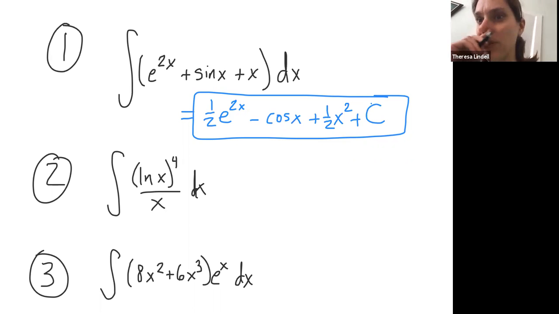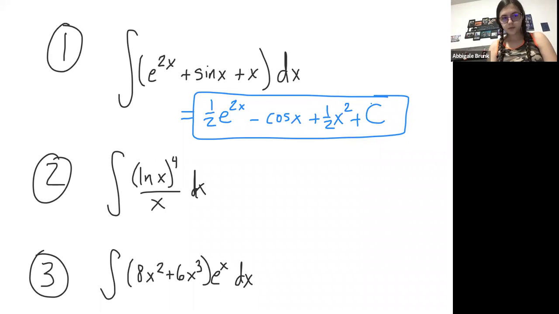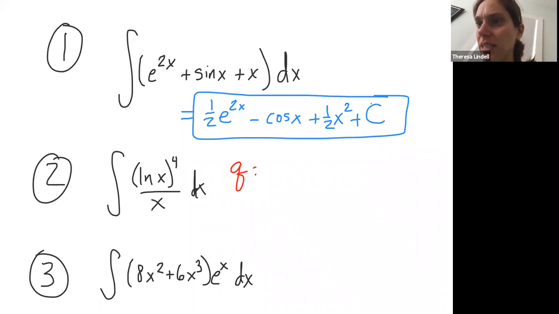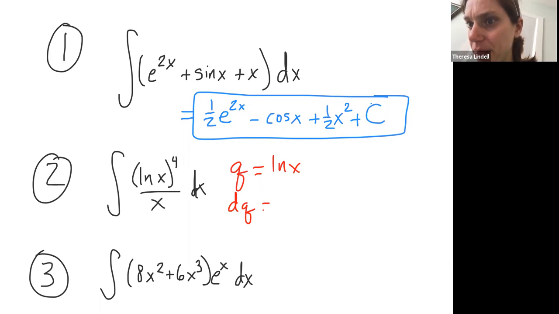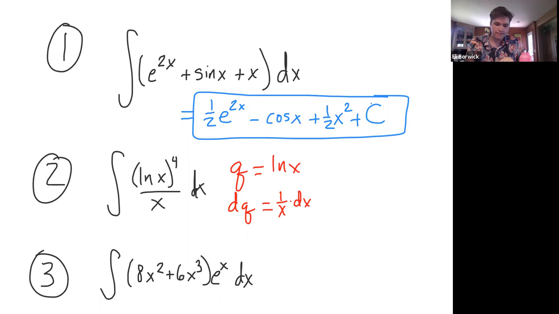What do you guys think about number 2? Can we just go backwards? Is it a Q problem or is it a UDV problem? A Q. Totally Q, because there's something on the inside, right? Wouldn't you guys use Q as ln x? Nice. So then dq is what? 1/x. And then that's the x.